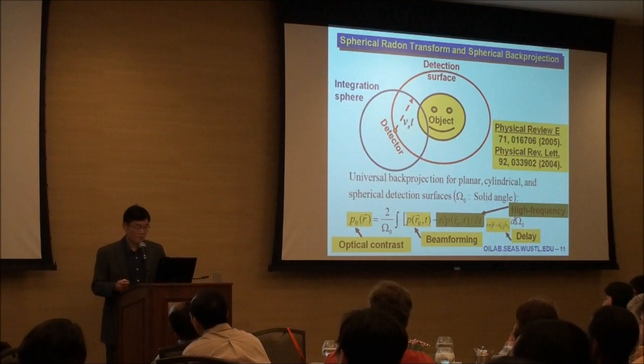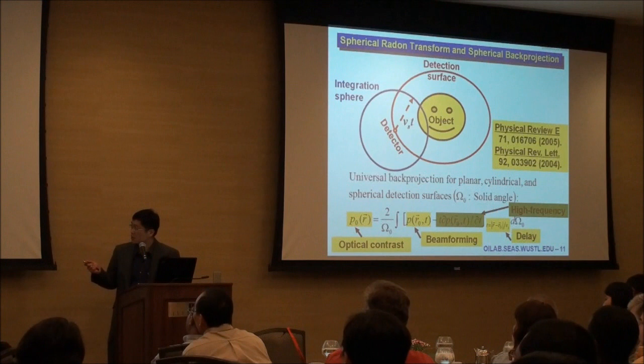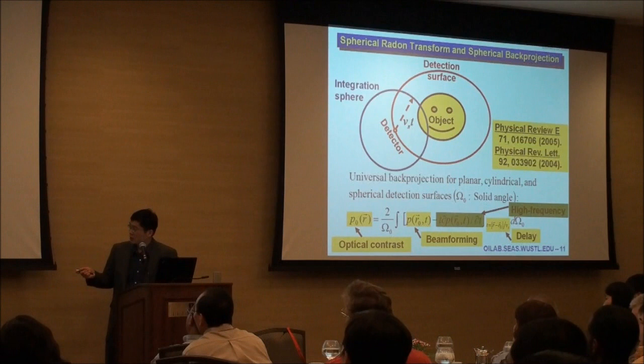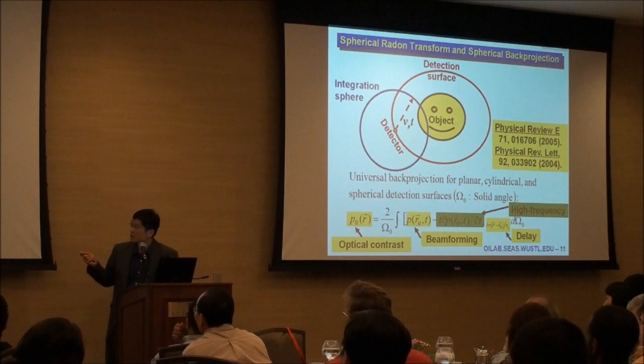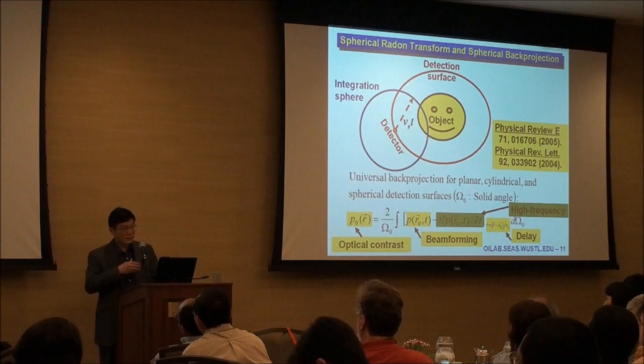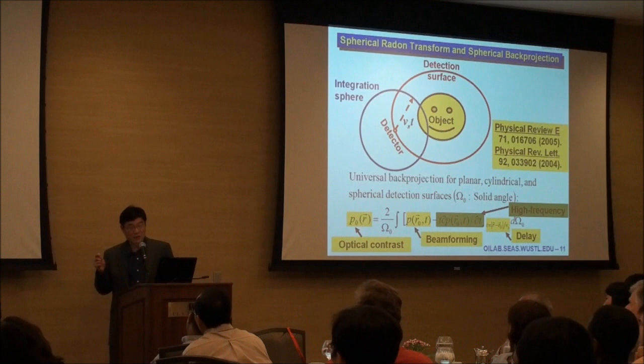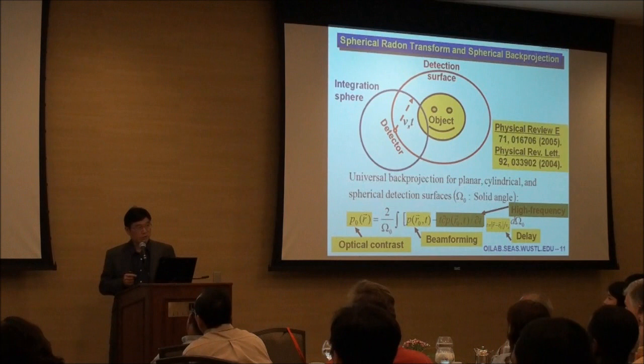A few years ago, we found a universal back projection method that works for three standard geometries: planar, cylindrical, and spherical. Pressure is what you detect at the detector position on this spherical shell or detection surface. It's a function of time, so every detector records a time trace. This is also different from X-ray CT, where you don't really have any time resolution because the speed of light is so high you can't resolve it. But the speed of sound is much lower, about 5 orders of magnitude lower, so we can record the arriving sound signal versus time.